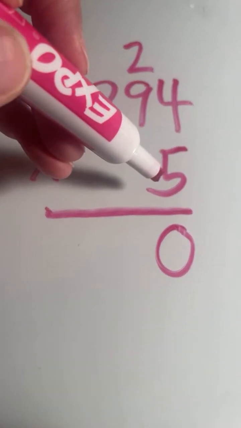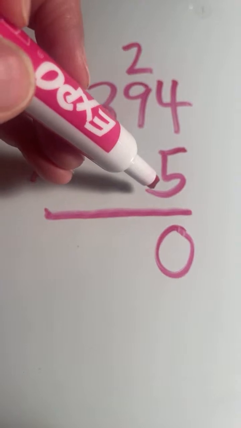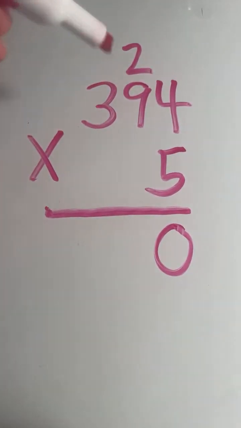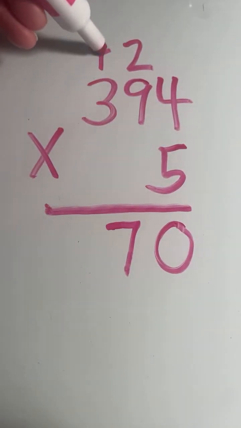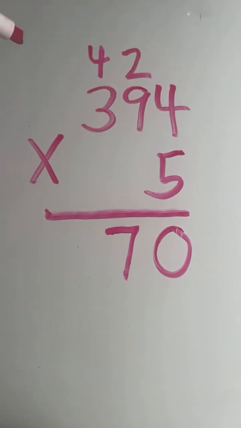9 times 5 equals 45. We have to add the 2 that we carried over. 45 plus 2 is 47. So the 7 in 47 goes in the tens place. The 4 in 47 gets carried over to the hundreds place.